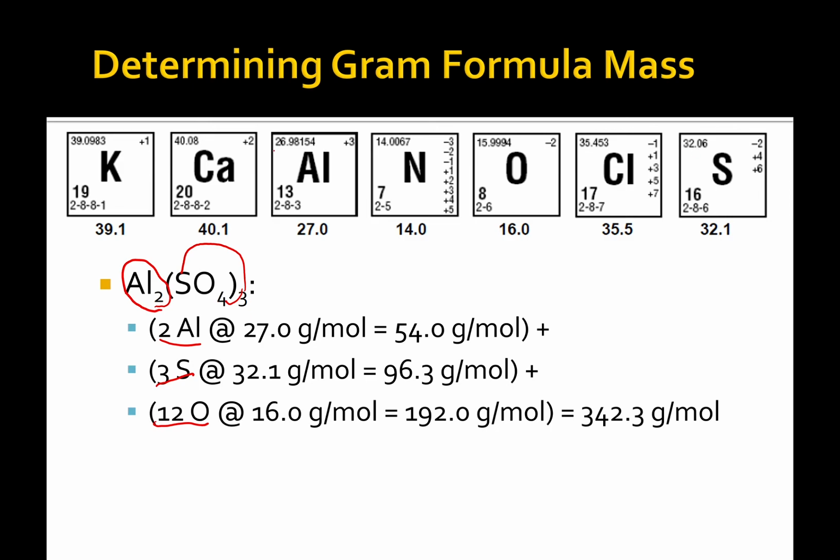Our atomic mass of aluminum gets rounded to 27.0. Sulfur gets rounded to 32.1, and oxygen gets rounded to 16.0. We multiply each of these, add them together, and we get a total for our gram formula mass of aluminum sulfate, which is 342.3 grams per mole.